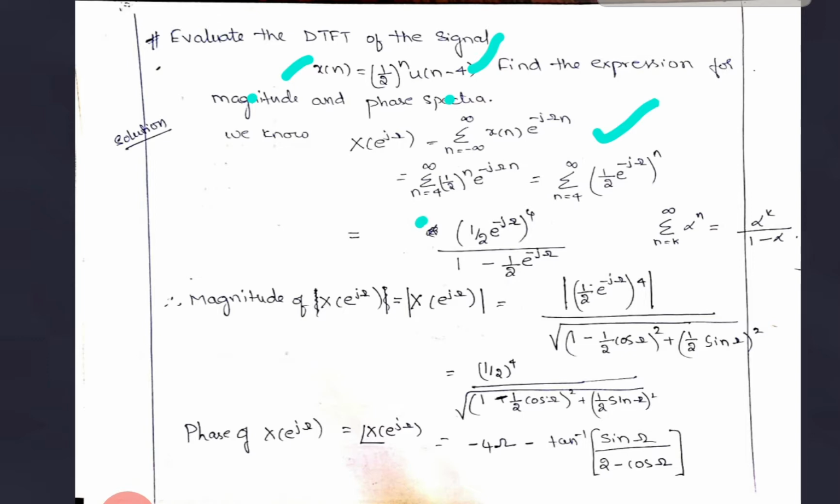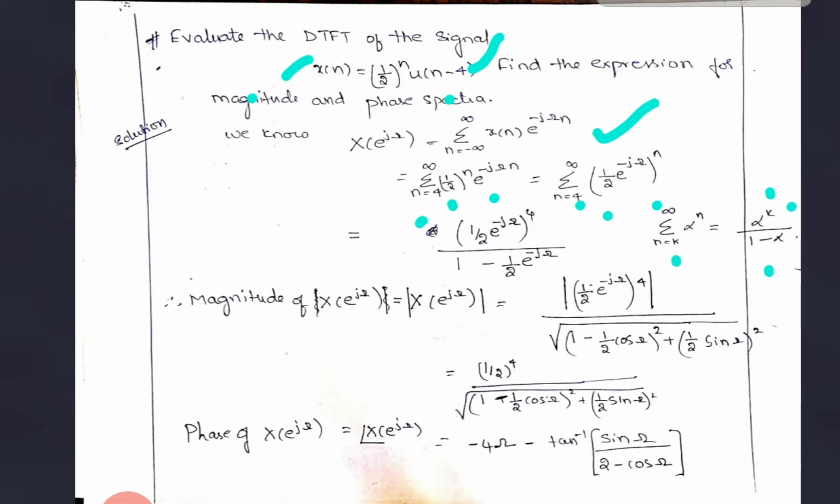Therefore splitting this one and taking n common here, from both, n here whole raised to n. Now this is of the form summation n equal to k to infinity alpha raised to n. There it is sum to infinity, where it starts from 0 to infinity. Here it is starting at k. Therefore the formula, there it is a by 1 minus r. Here it is alpha raised to k by 1 minus r, where here k is nothing but 4. Therefore 1 by 2 e raised to minus j omega whole raised to 4 by 1 minus 1 by 2 e raised to minus j omega.